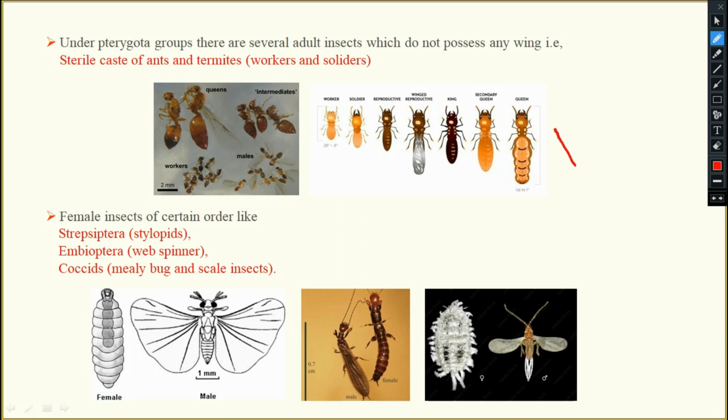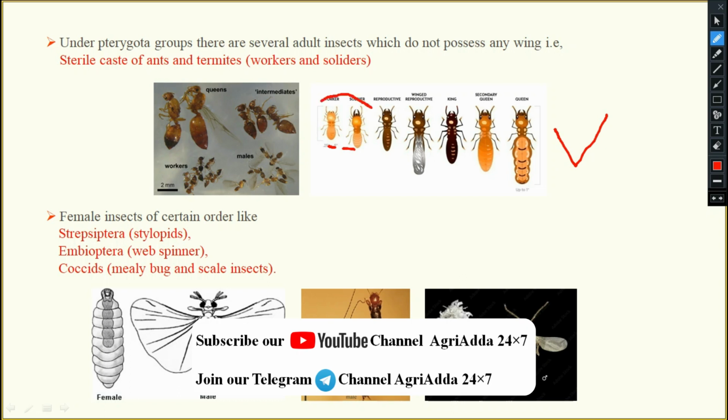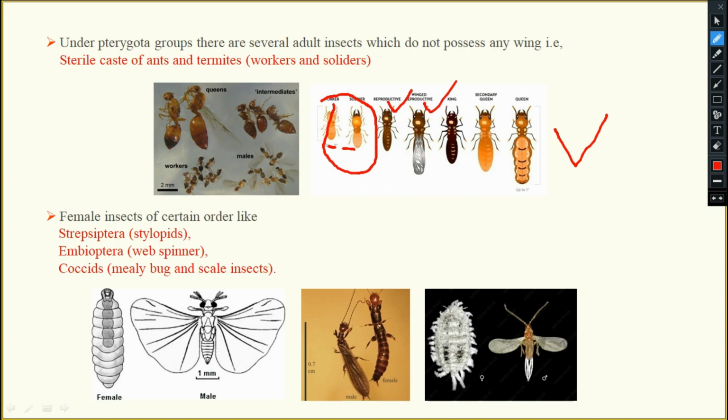Similarly, in case of termites also, in the sterile caste, that is your worker and soldiers, they do not possess wings at any time. But reproductives are sometimes winged reproductives. At that time they will be having wings, not all of the time. Clear? Yes, sir. Okay. This is caste. Some castes are not having the wings.